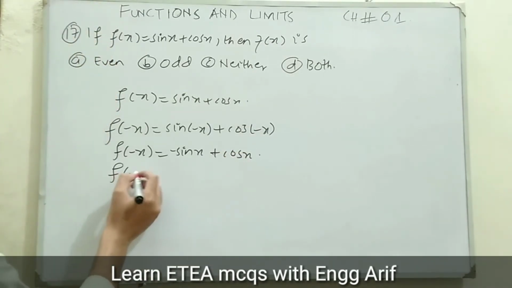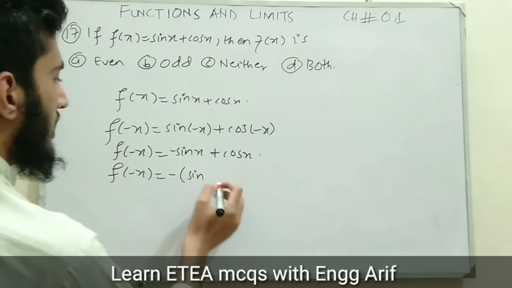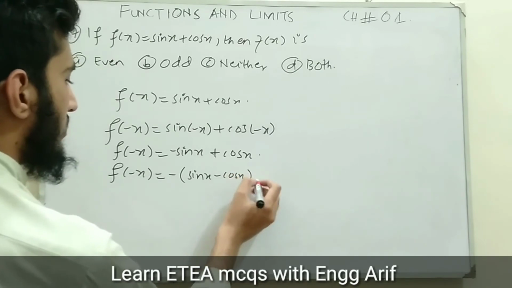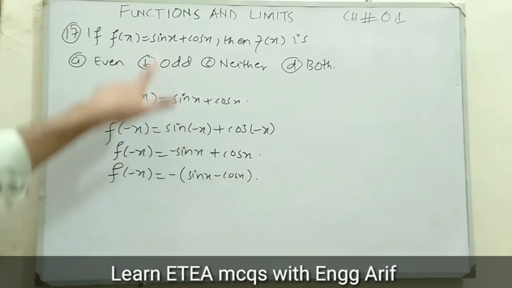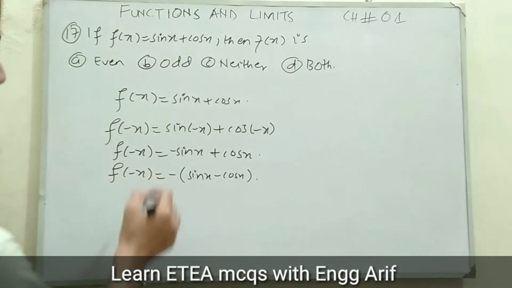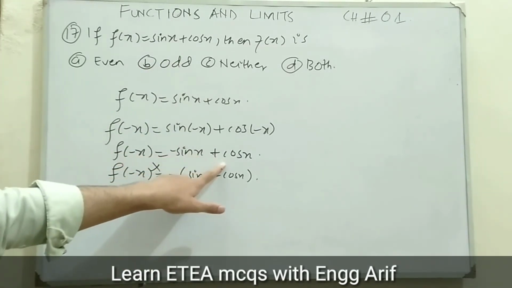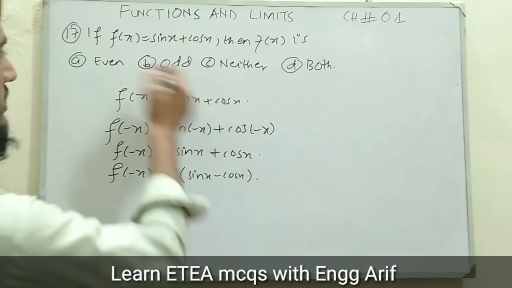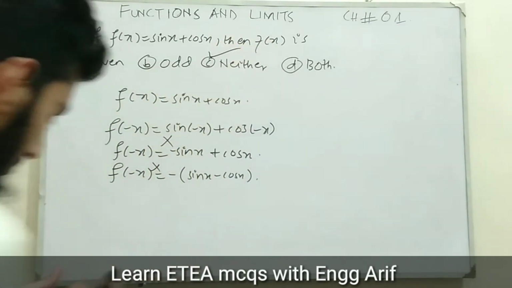Now f of negative x will be equal to, taking out negative common, we are left with sin x here, and here we are left with minus cos of x. Minus times (sin x minus cos x). So if we look here, sin x minus cos x, and here is sin x plus cos x. So it doesn't obey the definition of odd function. And here it is minus sin x plus cos x. It also does not obey the definition of even function. So it means that this is not even, not odd. So the correct option is neither.